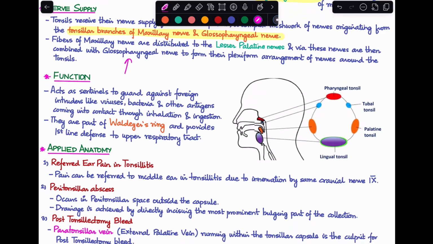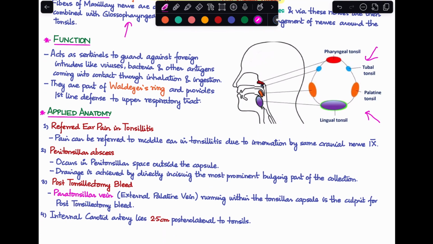Lastly, what is the function of the tonsil? As I mentioned before, the tonsil forms a part of Waldeyer's ring. In the image over here, you can see what Waldeyer's ring looks like, and this provides first line defense to the upper aerodigestive tract. They act as sentinels to guard against foreign intruders like any viruses or bacteria or any other antigen which is coming into contact with the aerodigestive tract through inhalation and ingestion. So it forms our first line defense system of the body in the upper aerodigestive tract. So that's about the function of the tonsil.